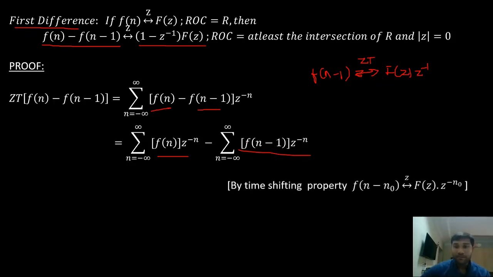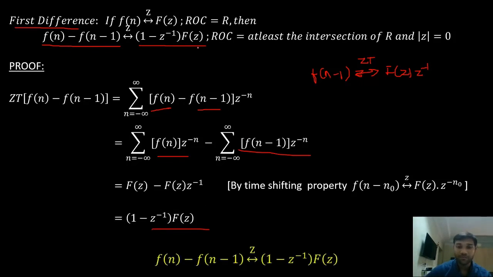Now F of z minus F of z into z power minus 1. I'll take F of z common and I'll get my final z transform.